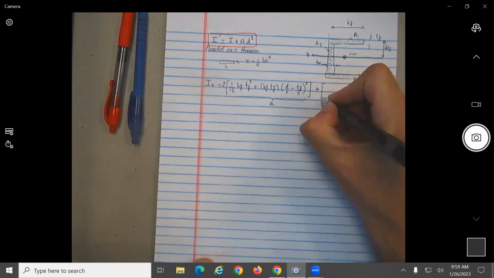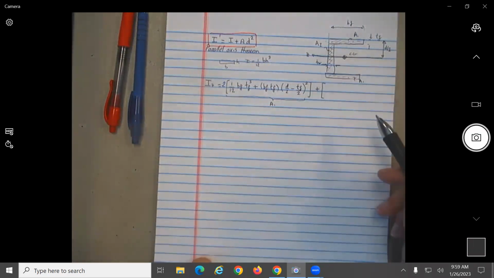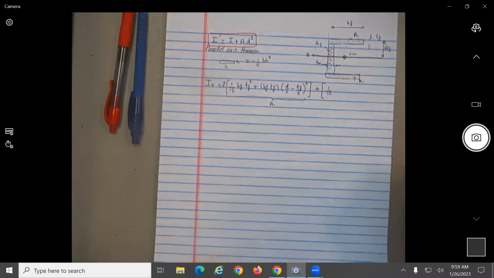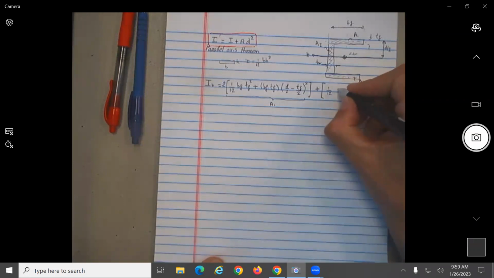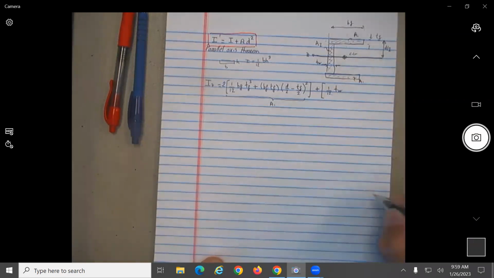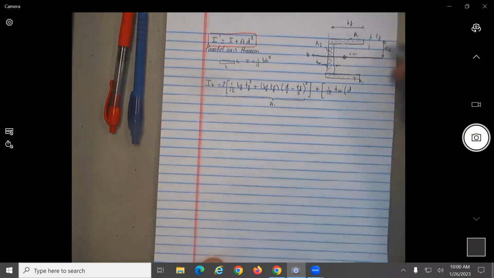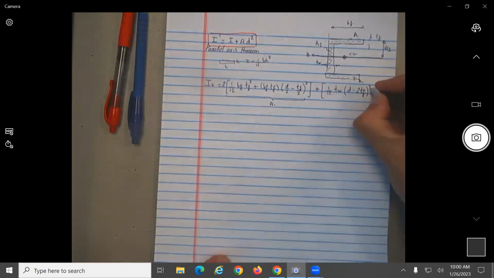Now, what would it be for A2? What would be the moment of inertia for A2? This time, what is the value of the base? Okay, T of the web, no? TW. What would be the height? So D, the whole thing, minus twice the thickness of the flanges, no? Because it's one on top, one at the bottom. I mean, it's correct, okay. And this will be cubed.